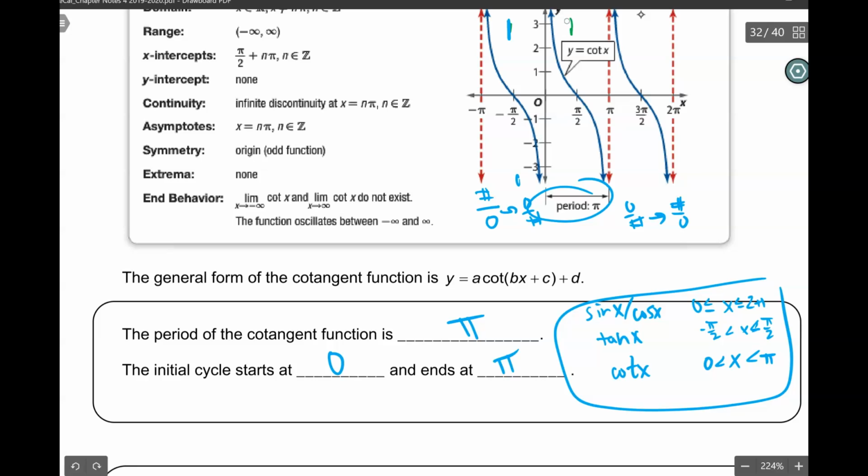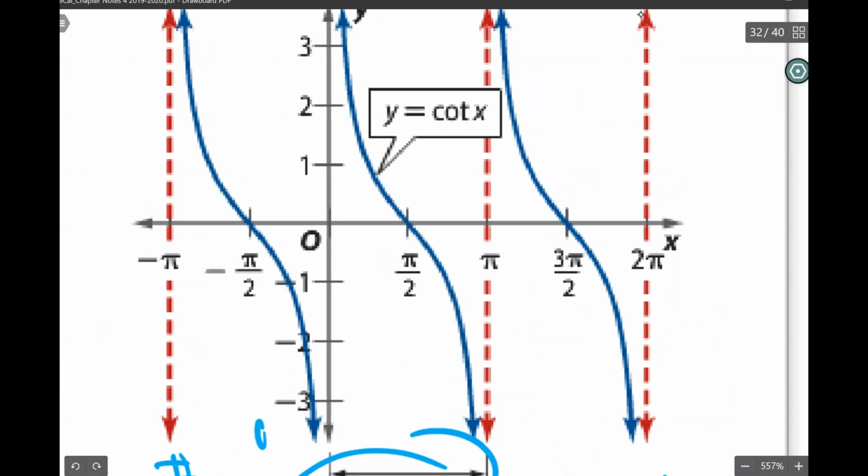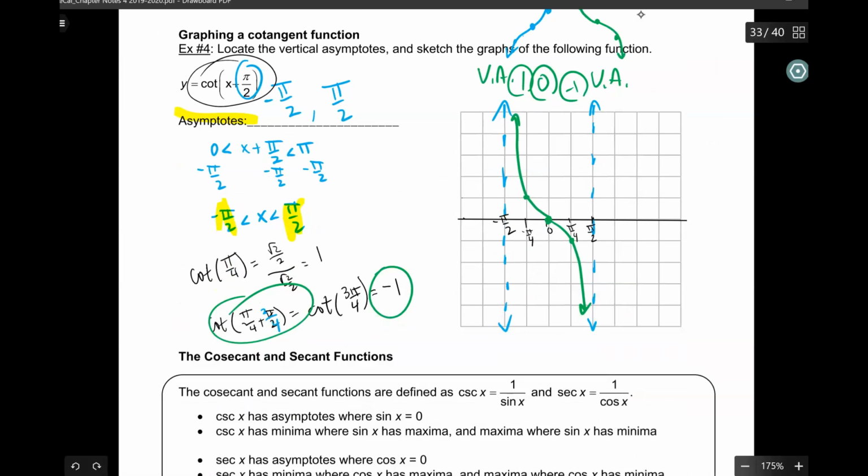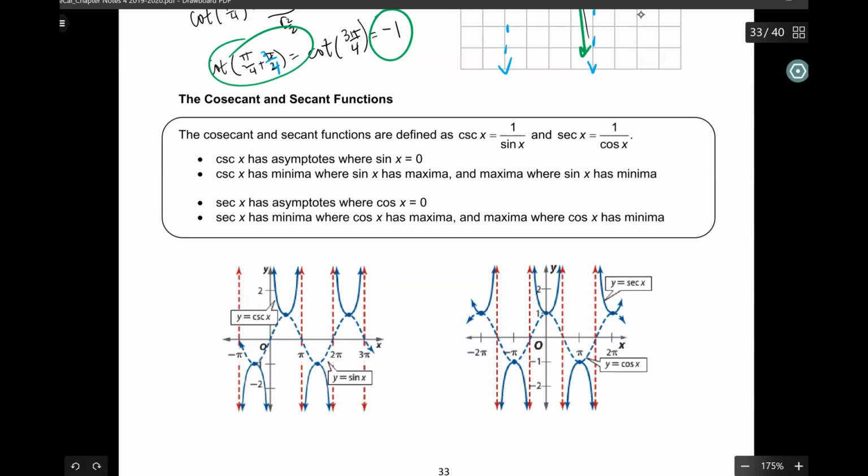So I'm just going to look from 0 to pi. I just want to look right here, 0 to pi. So I have my 0 right here. Left is +1, right is -1. So cotangent looks like this. So I had to have it match when I was graphing, to go up and then down. Okay. So that's basically it for cosecant and secant functions.